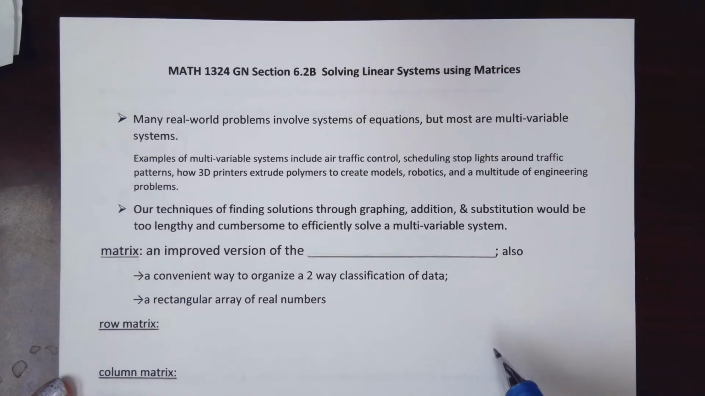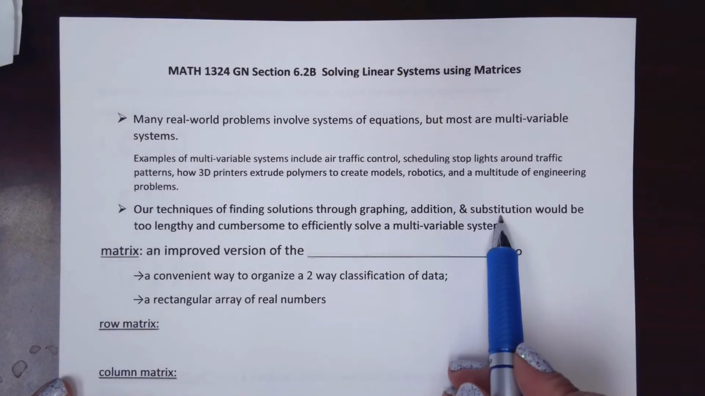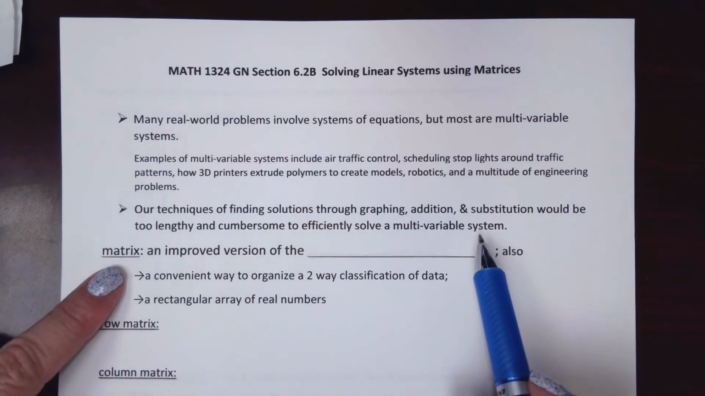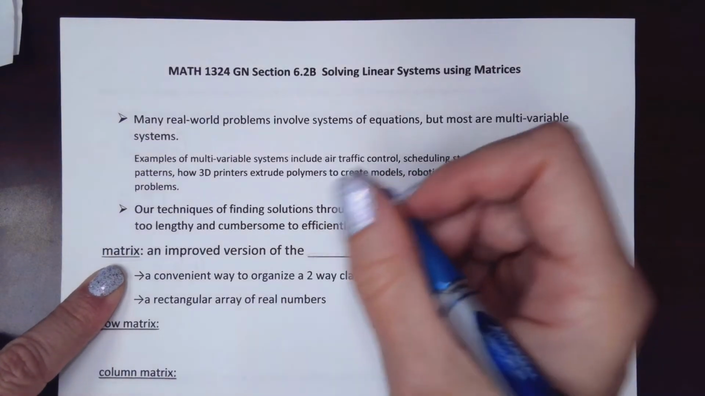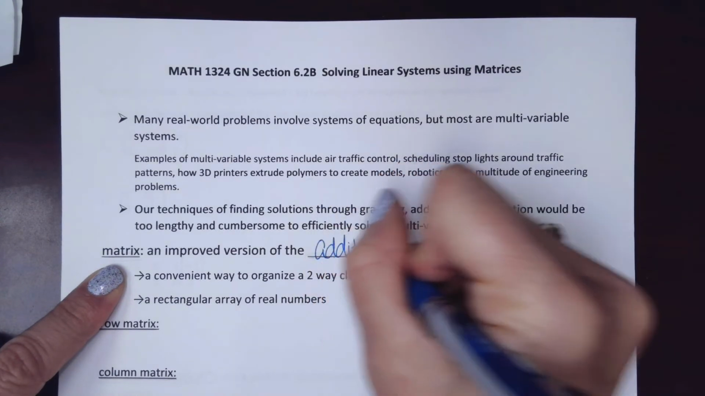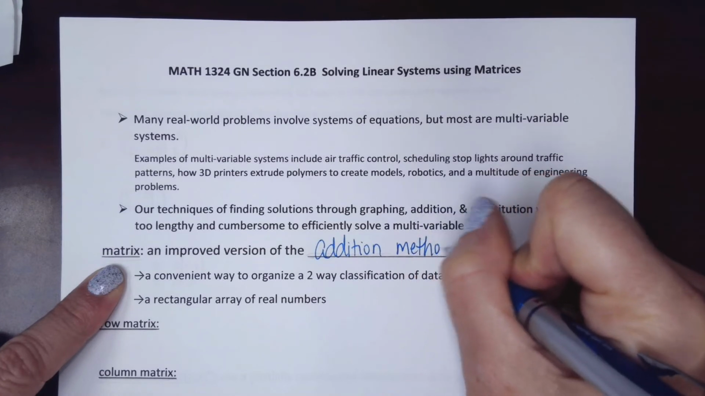Now, graphing, addition, and substitution, the methods we've been working with smaller systems, would take a lot of time to do with multivariable systems. So we use matrices when we're solving multivariate systems. And a matrix is just an improved version of our addition method that we use. So it's not brand new.